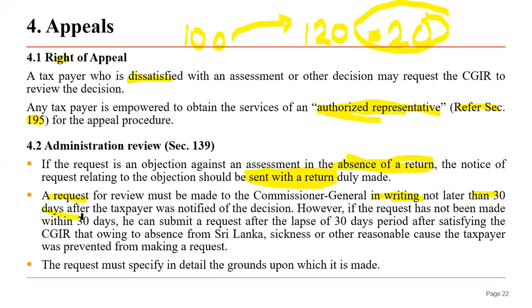Not later than 30 days. Taxpayer who notified the decision. Then the 30 days is from the date of, basically we are taking from the date of assessment.